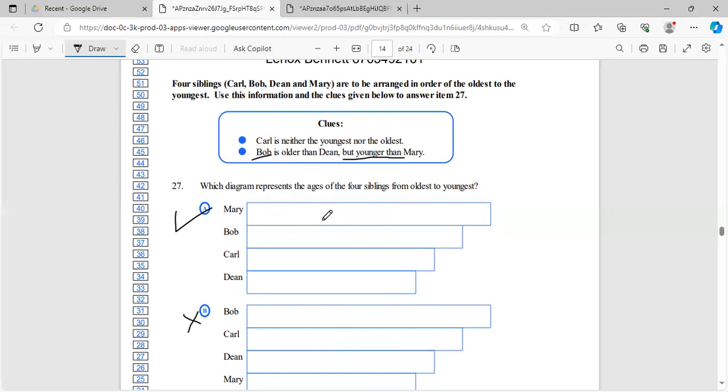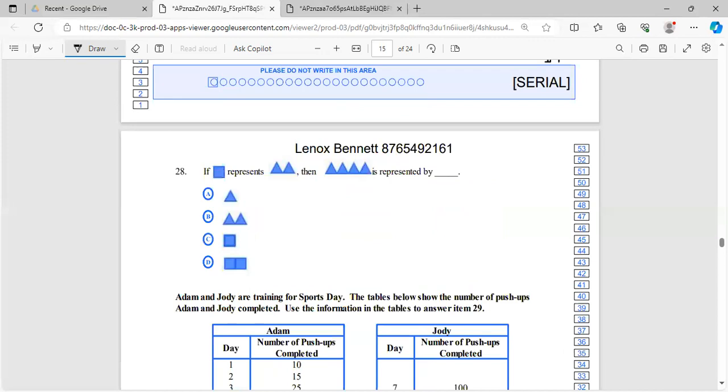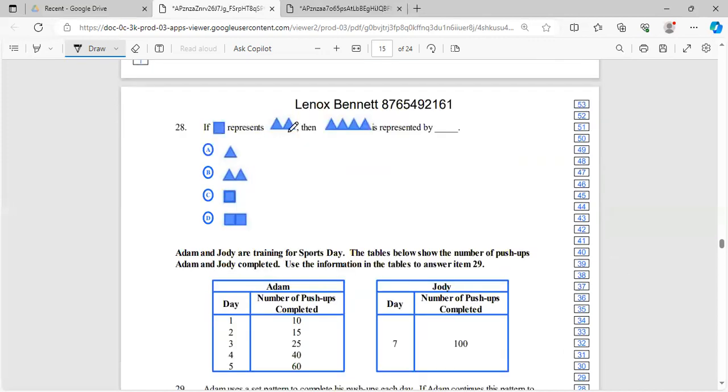So they say Bob is younger than Mary. Yeah, this one too. This one is saying Mary is the youngest. Very nice question. Alright. Let's look at 28. If one square represents two triangles, then what do four of these represent? That one is pretty straightforward.